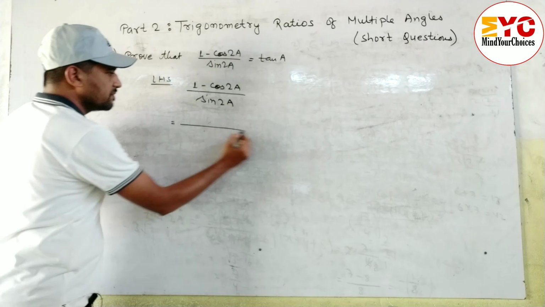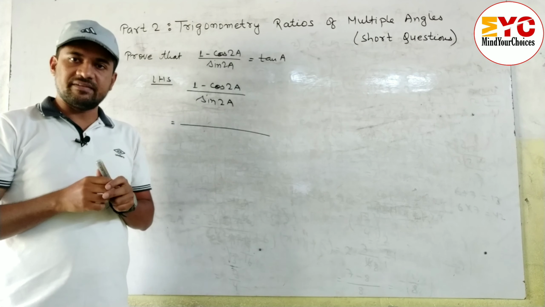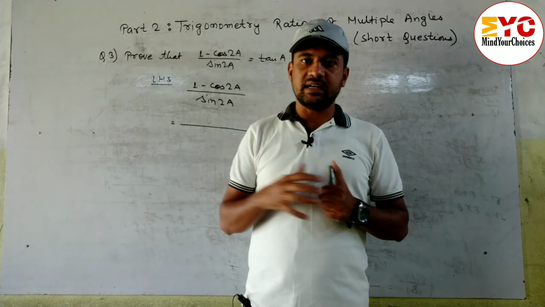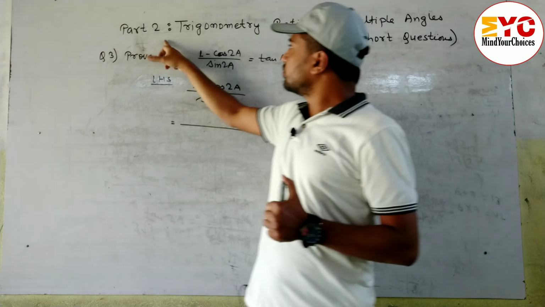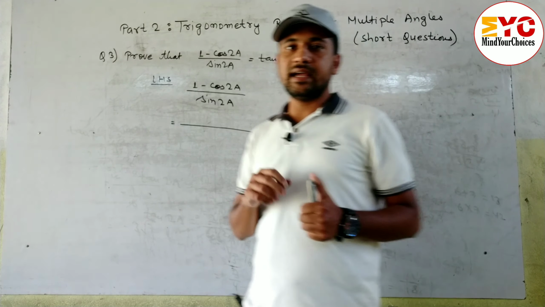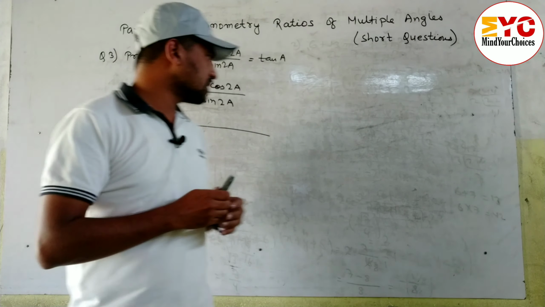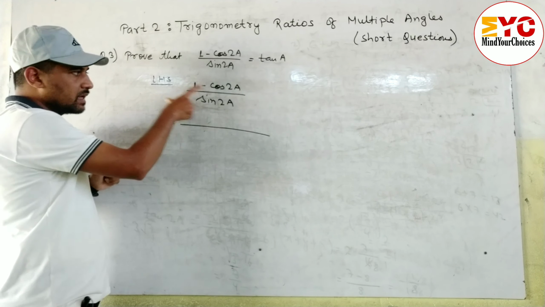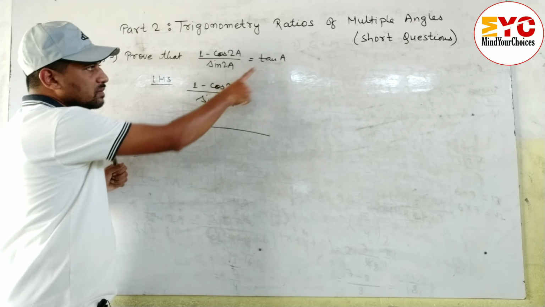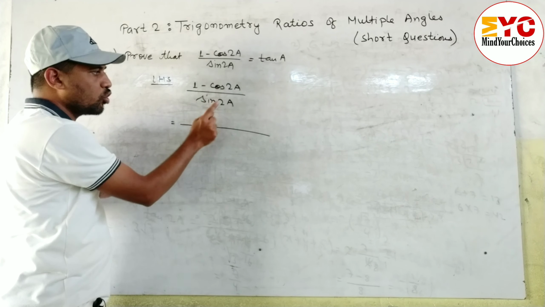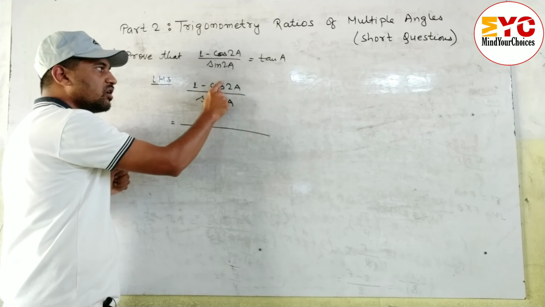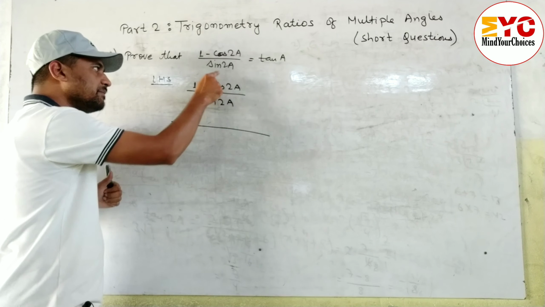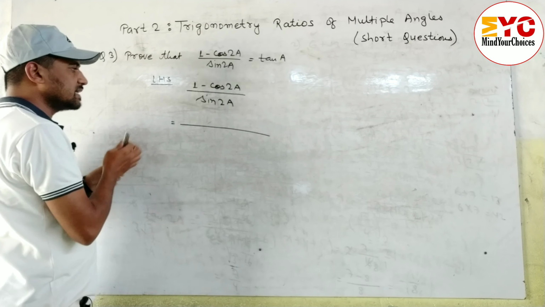To solve this type of problem, you have to know the formula of multiple angles. I already provided it before starting the video of part 2, trigonometric ratio of multiple angles. So look at here how to prove tan a. Here is 1, here is minus cos 2a. We have to prove tan. Tan means sin by cos. So we have to use the formula of cos 2a in the form of sin, because to prove tan we need sin by cos. So here we have to use the sin formula.